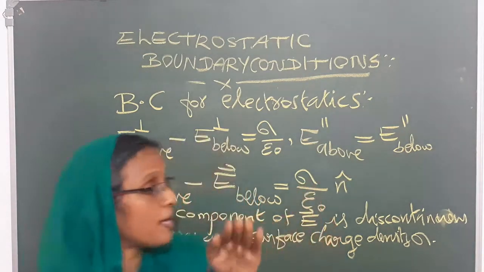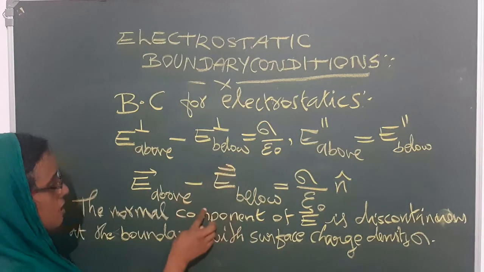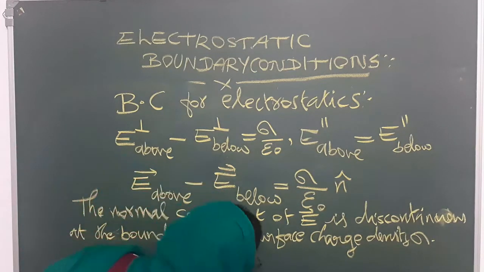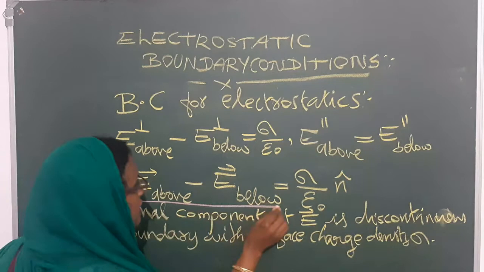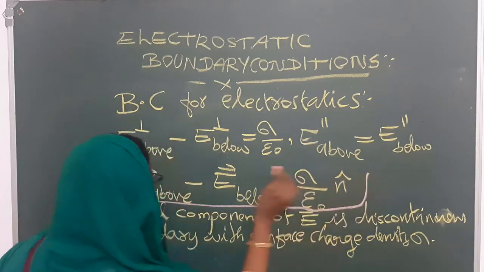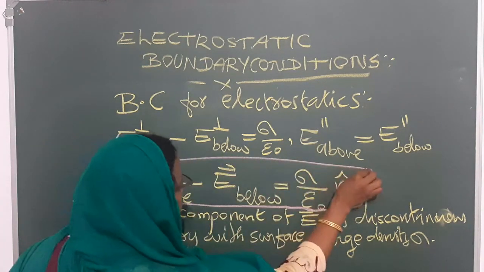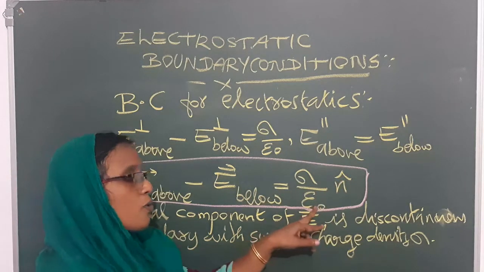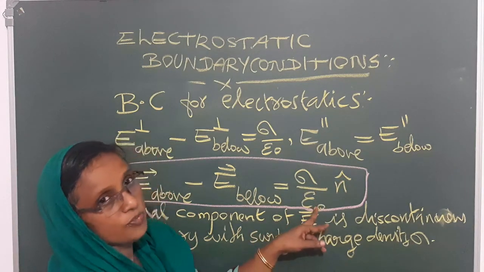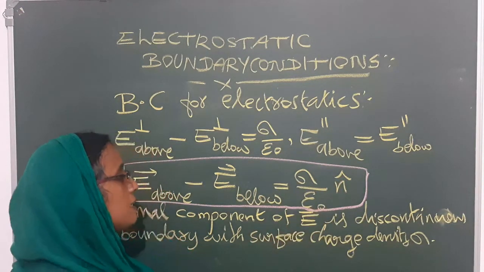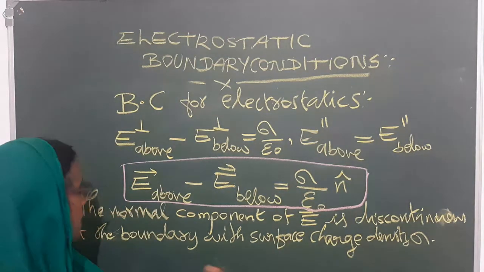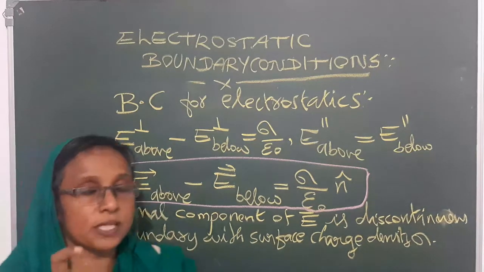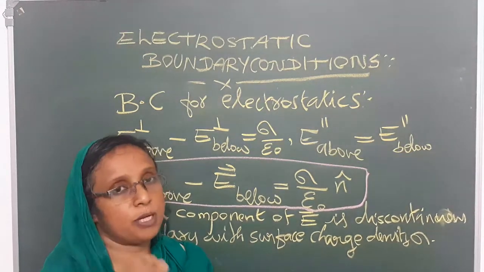And you can combine these two conditions together like this. This is called the electrostatic boundary conditions. This epsilon 0 is the dielectric permittivity, which we already learned, and this sigma is called the surface charge density. Here we use epsilon to represent the thickness of the pillbox.